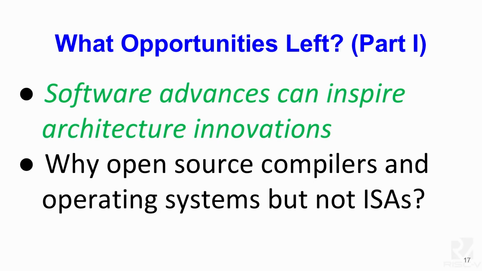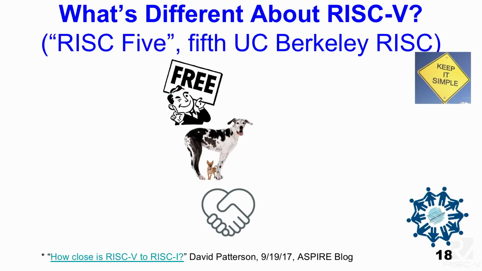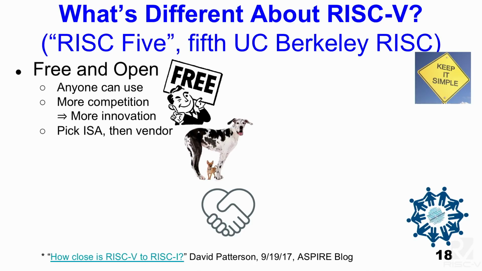So, what are the good things we have going? Why was it open source software but not open source ISAs? So, doing a quick version of what a lot of you know, I think it's the free and open part. Anyone can use it. It's got to lead to more competition, with lots more companies building it, and more innovation. I don't know how many open cores there are already. Are there 8 already? And lots of licensed cores, and I'll talk about that. And as Krste said yesterday, it enables this new business model.